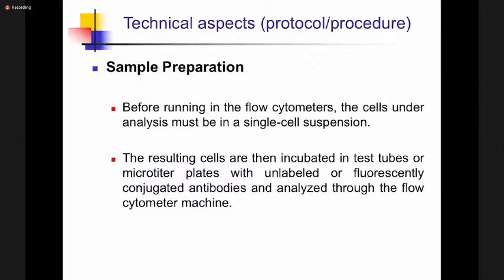And after that, these cells are incubated in test tubes and or microtiter plates. By now, you know ELISA plates, and so a microtiter plate is simply an ELISA plate. These cells can be unlabeled, or you can have them incubated with fluorescently conjugated antibodies. And then later you can analyze the cells in the flow cytometer. So this is very key and important for you when somebody asks you about the steps in the flow cytometry procedure.